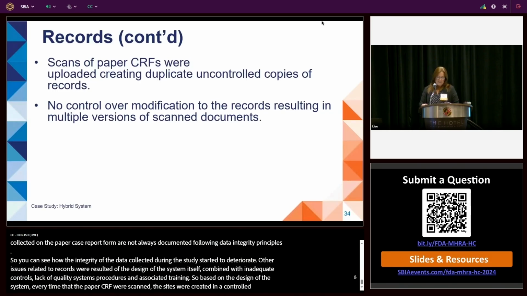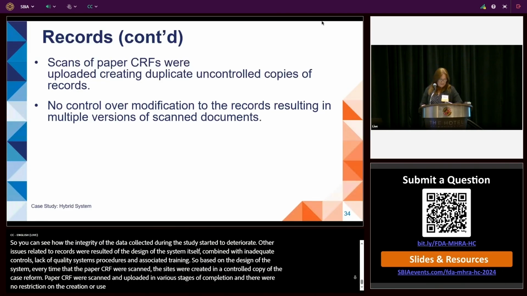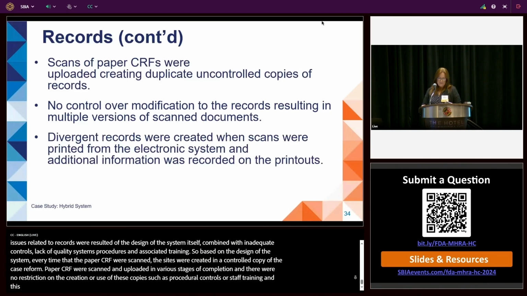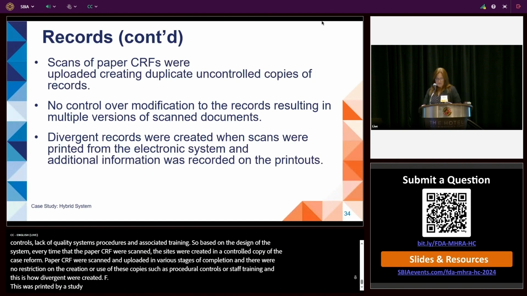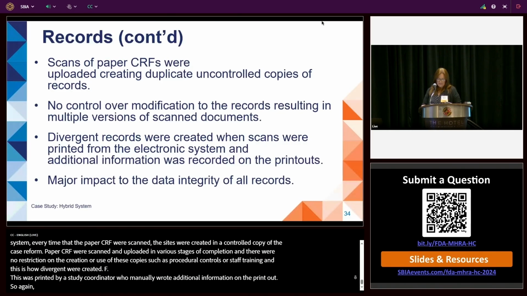Paper CRFs were scanned and uploaded in various stages of completion, and there were no restrictions on the creation or use of these copies, such as procedural controls or staff training. And this is how divergent records were created. There were examples where the uncontrolled copies previously uploaded were printed by a study coordinator who then manually wrote additional information on the printouts. So again, due to lack of control, this had a major impact to data integrity.